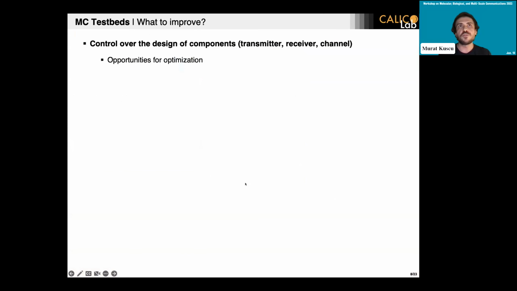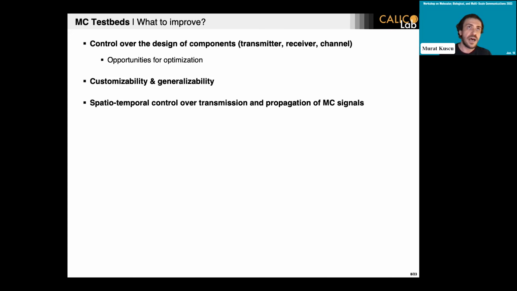Okay, these testbeds have been really useful for refining the theory, for developing more accurate channel models, more practical transmitter-receiver architectures. But of course, there's still room for improvement. For example, if we have more control over the design of these individual components like transmitter, receiver, and channel, we can optimize their architectures from a communication perspective. And with that, we can develop custom-designed components to diversify the MC applications or MC scenarios that we can test with these testbeds. And extending the spatial temporal resolution is also important, especially for the transmission and propagation for molecular communication systems. And also the scalability to micro nanoscale is another challenge for transmitter and receiver architectures. It is not a great deal of challenge actually for channels because we already have microfluidic channels, right?